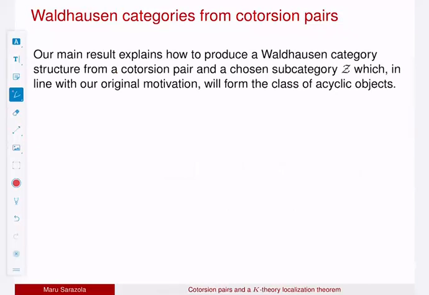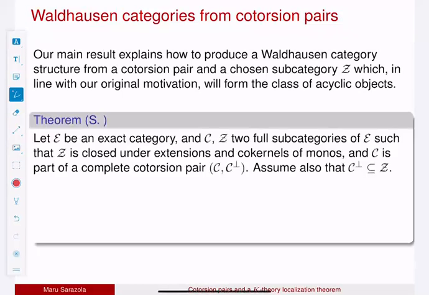So our main result explains how we can produce a Waldhausen category structure from a Cotorsion pair together with a chosen subcategory, which is going to act as the acyclic objects. So you have a Cotorsion pair, you wonder, okay, who would I want to kill in K-theory? That's going to be your class Z. And subject to some conditions, this gives a machinery that spits out the correct Waldhausen category. So here is the result.